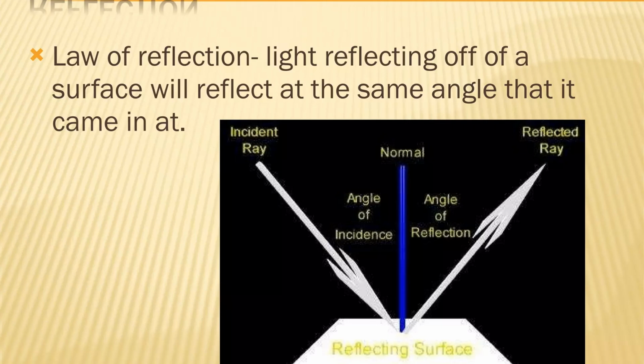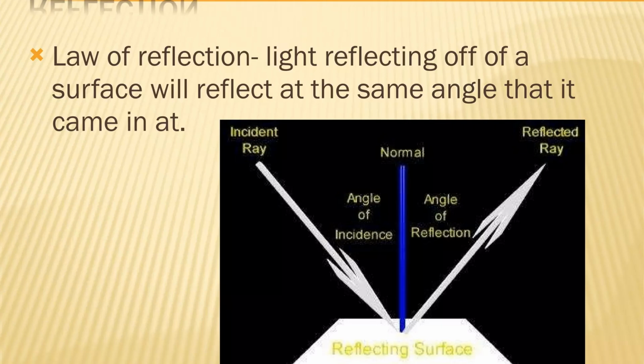The angle between the incident ray and the normal is called the angle of incidence. The angle between the reflected ray and the normal is called the angle of reflection. Observe these angles carefully. Which angle do you think is larger? Pause and think.